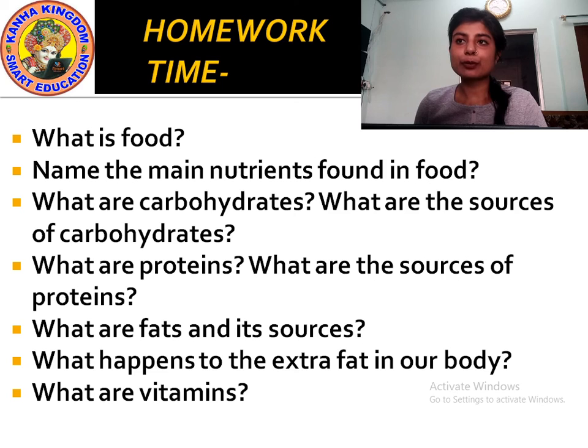Then what are proteins? What are the sources of proteins? What are fats? What are the sources of fats? Then what happens to the extra fat in our body? The extra fat in our body is used for later use. We only need a limited quantity of fat in our body, and the fat that is stored in our body is used for later use. You write this answer and after that you write what are vitamins.